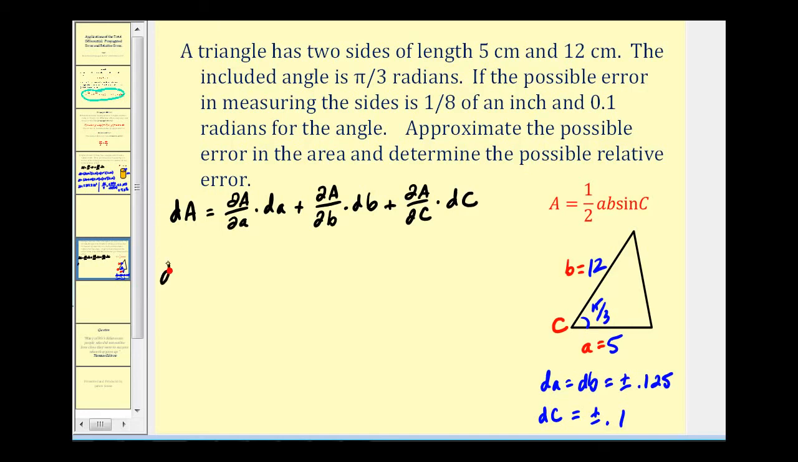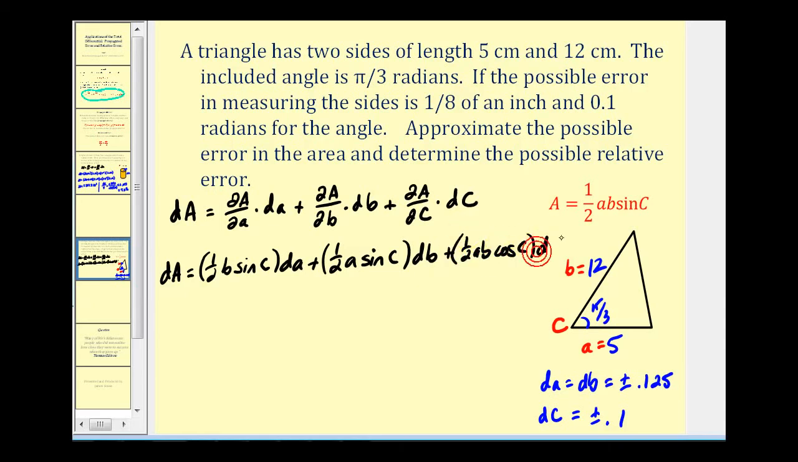Okay, let's go ahead and find differential A. So the partial derivative of A with respect to little a, treating B and C as constants, will be 1/2 B sine C times differential A plus the partial derivative of A with respect to B, treating A and C as constants, that'll be 1/2 A sine C times differential B plus derivative of A with respect to C. Well, derivative of sine C would be cosine C, so we have 1/2 AB cosine C times differential C. So now we just need to do a bunch of substitution to determine this value.